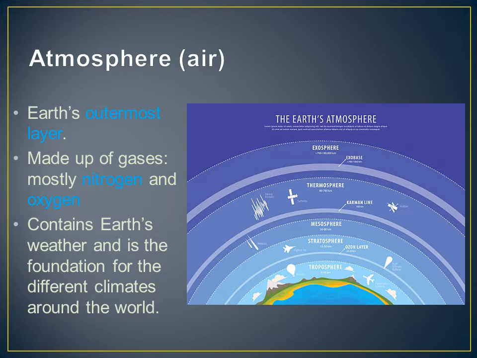Okay. Now, if you look at the picture, you'll see that there are several different layers of the atmosphere: the troposphere, the stratosphere, the mesosphere, the thermosphere, and the exosphere. Please just know that there are different layers, but you don't need to memorize them. All right, just think of air as the atmosphere, Earth's outer layer. That's the most important thing.